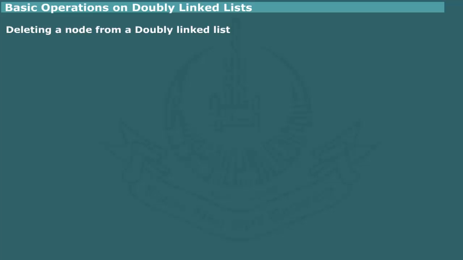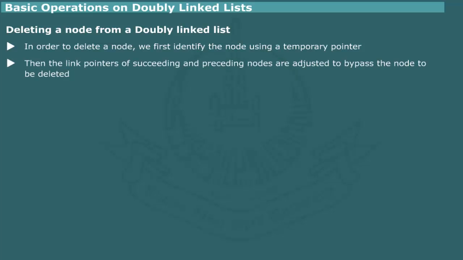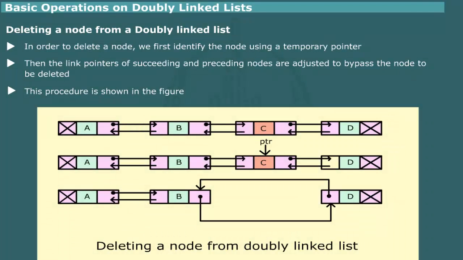Deleting a node from a doubly linked list. In order to delete a given node, we first locate the node. Then, the link pointers of the succeeding and preceding nodes are adjusted to break links with the given node. The deletion process is illustrated in the figure. The original list contains characters A, B, C, and D. The node C is removed from the list.